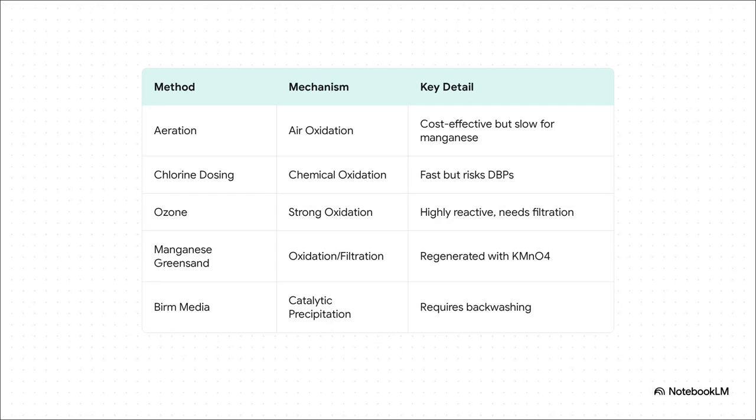So this table shows your main options, and you'll notice they all share a common theme: oxidation. The main idea is to take the dissolved soluble iron and manganese and oxidize them so they turn into solid, insoluble particles, because then you can just filter them out easily. Aeration uses air, chlorine and ozone use chemical power, and then you have media like manganese green sand that act as a catalyst to speed up the whole reaction right there on the filter itself.